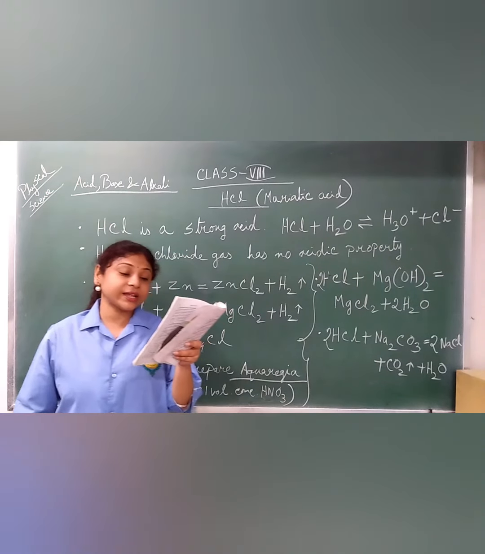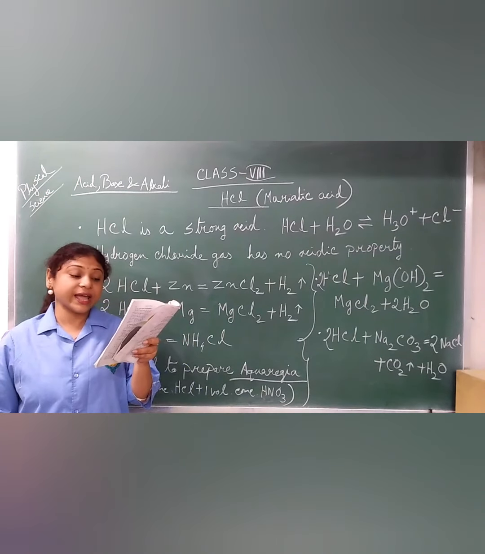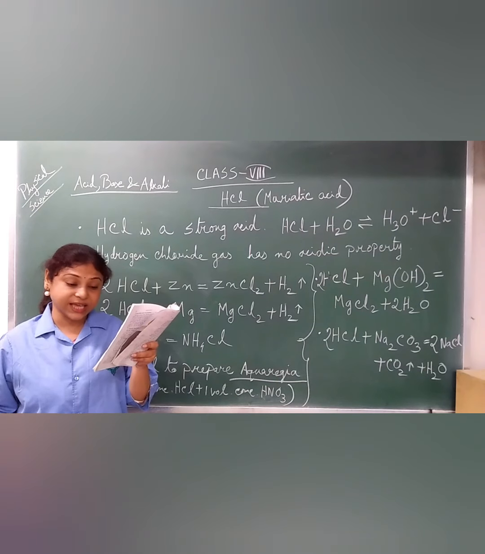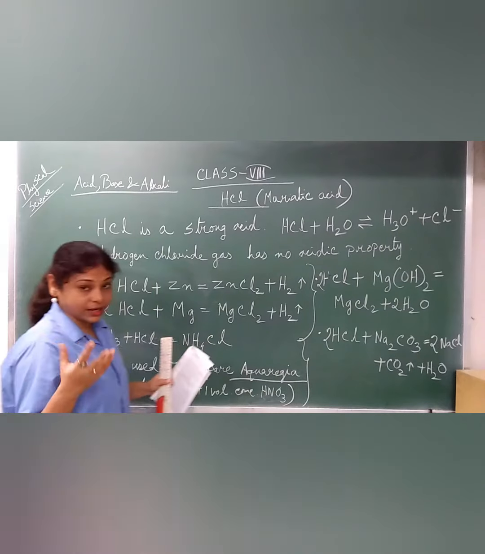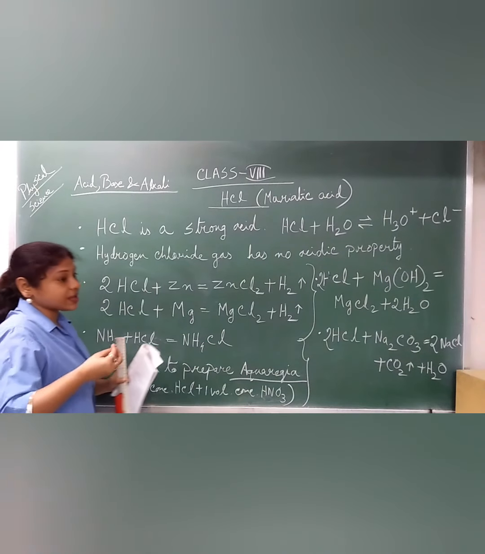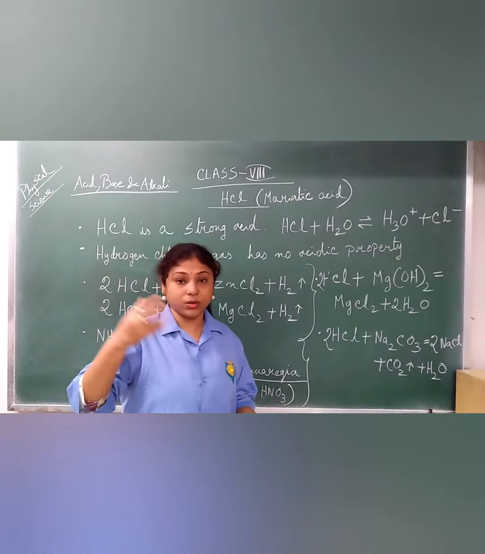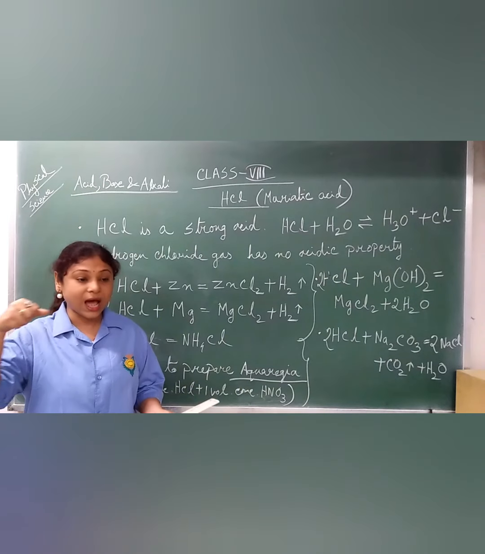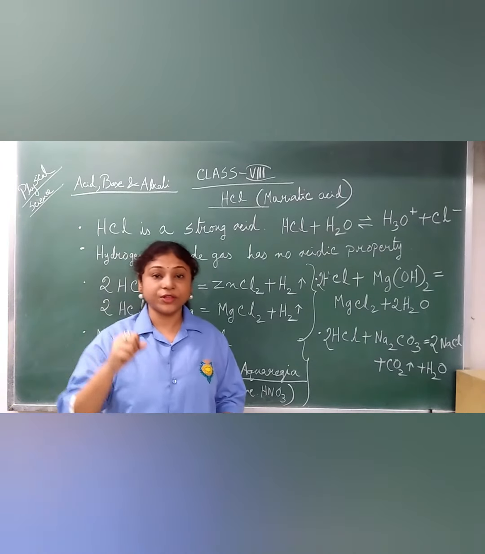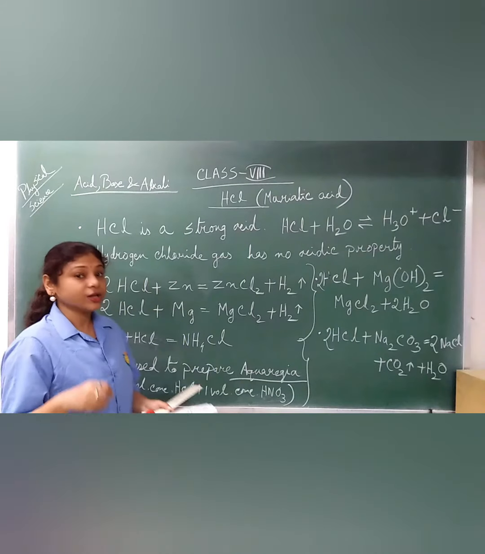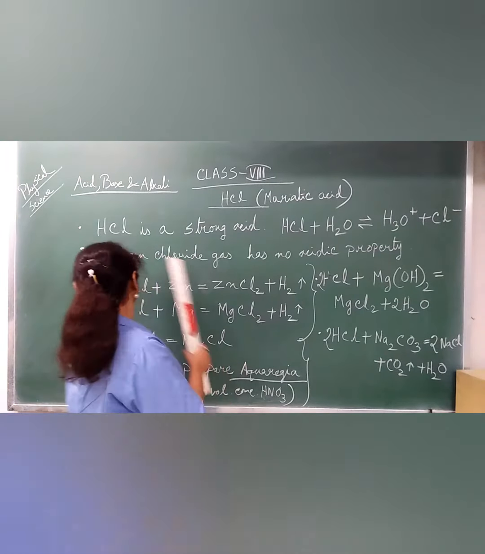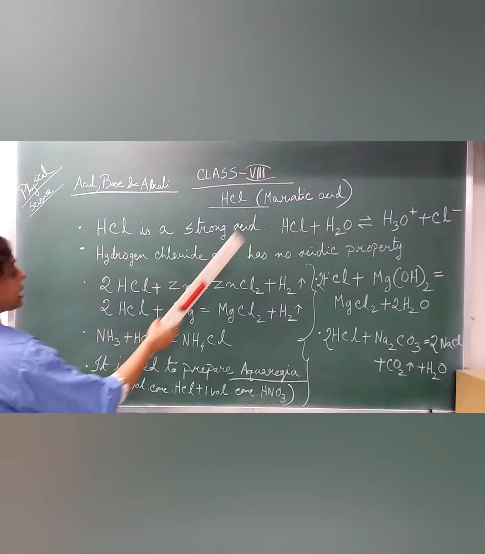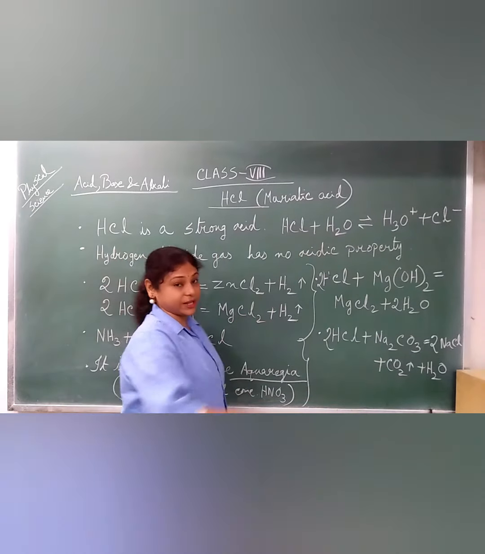Now, concentrated acid contains 39% HCl, and concentrated HCl is volatile. Volatile means it evaporates, means it will go into the air when you open the cork of the bottle where it is kept. Now, next one, hydrogen chloride gas has no acidic property.